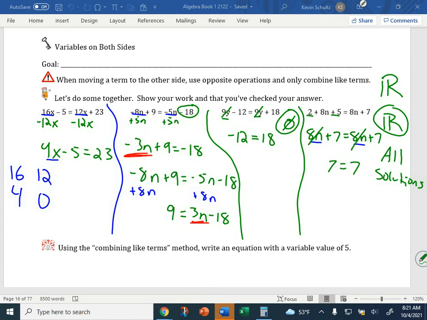So Alex was very concerned about us not writing a goal for variables on both sides, and thank you for the reminder. The goal is to write the equation with one variable term, right? 16x minus 5 equals 12x plus 23. We want that as just 4x minus 5 equals 23. We don't want two x terms. We want one variable term. And to do that, we use opposite operations.